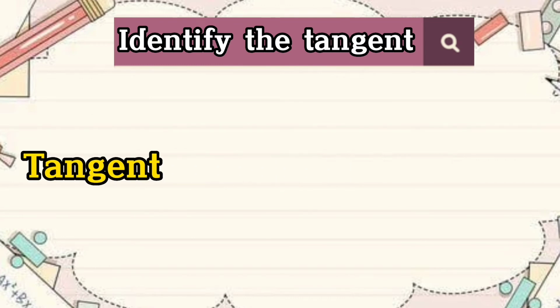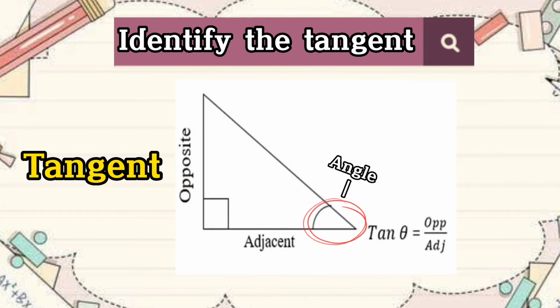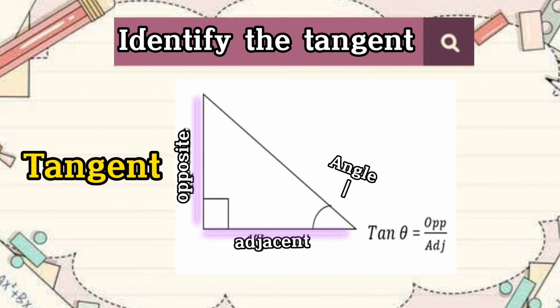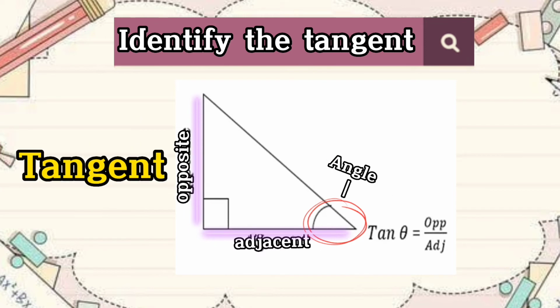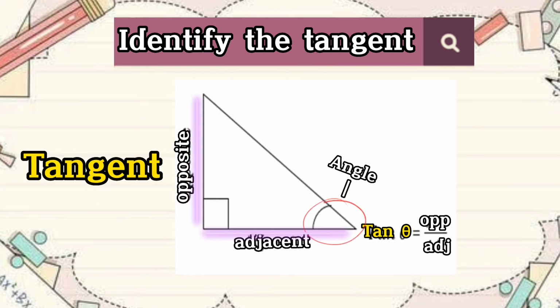Okay, next is tangent. Tangent is a trigonometric function of an angle. It has a ratio of the length of the opposite side to the length of the adjacent side. So, the formula for tangent is tangent theta is equal to opposite over adjacent.